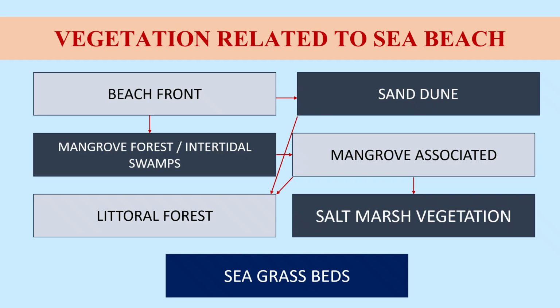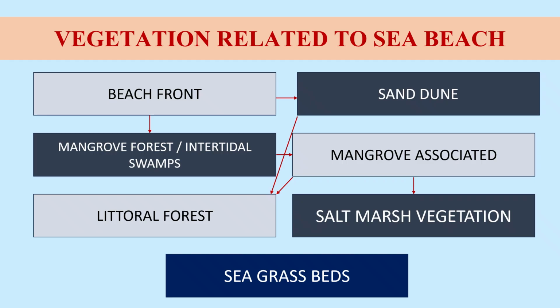So when we talk about the beachfront, these are the vegetation you will find lying along the sea beach. This is a very important type of vegetation. Again, why? Because this is the first line of vegetation you will find after the sea water or the ocean water. So they are going to first face the sea salt spray.